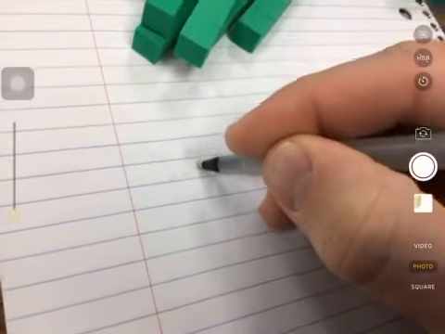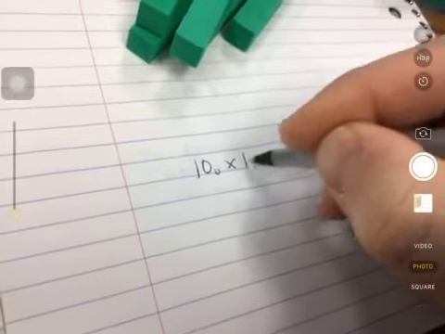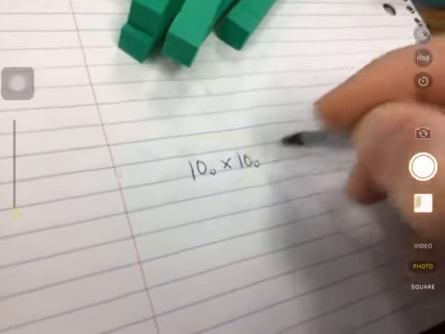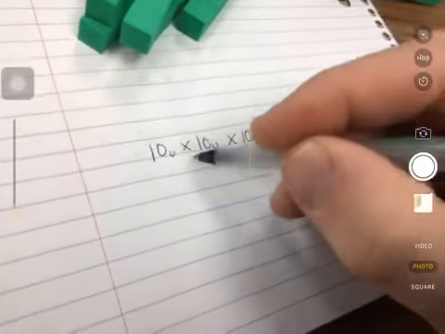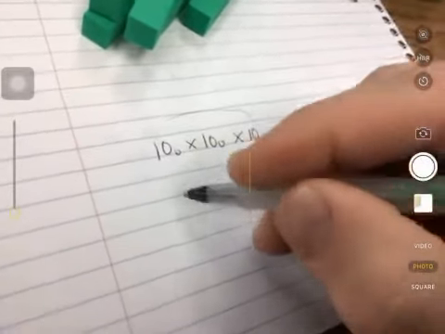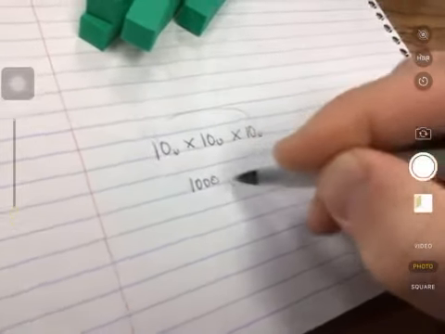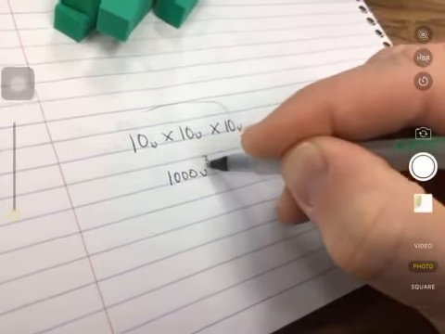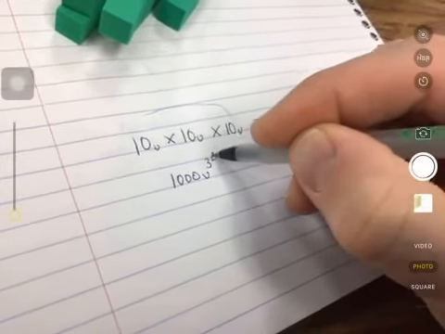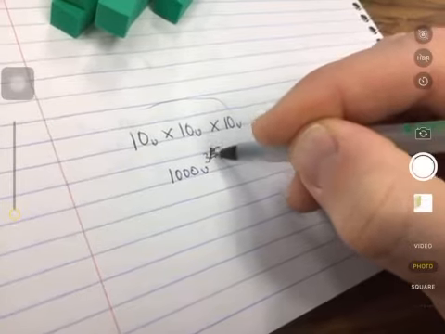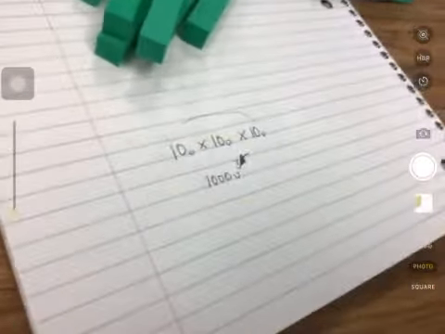We would write it 10 units times 10 units times 10 units. And since we're multiplying 3 dimensions, we're going to write our answer as 1,000 units cubed. Not squared. Squared is two-dimensional area. This is three-dimensional, so we're going to write it as units cubed.